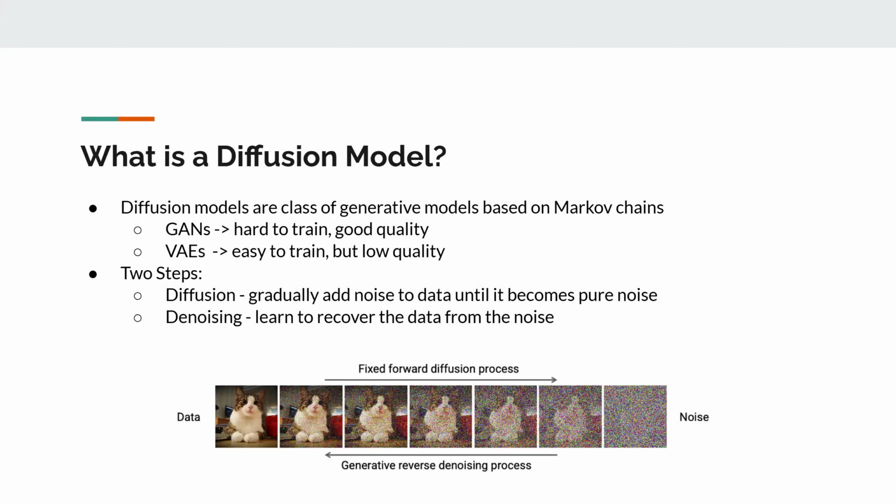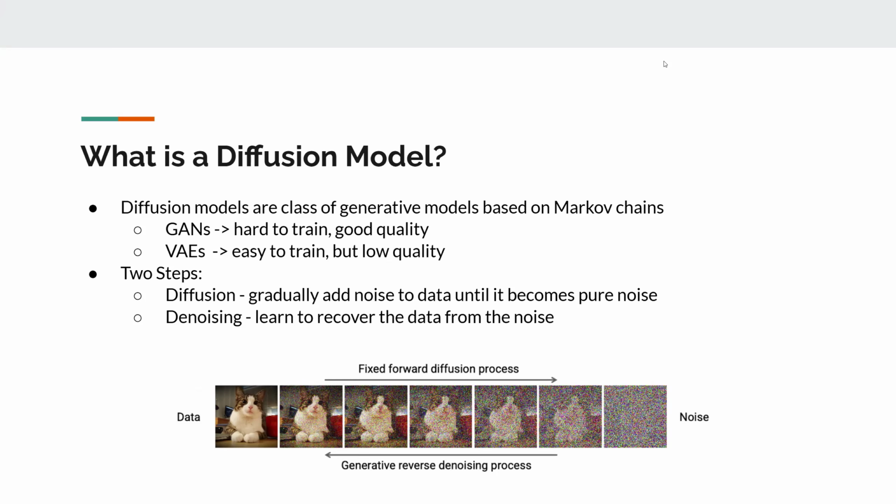And they're based off Markov chains, which is a probabilistic model. Compared to other types of generative models, such as generative adversarial networks, which are hard to train but have good quality, or variational autoencoders, which are easy to train but have low quality, diffusion models are easy to train and have good quality. Yes, Alex?